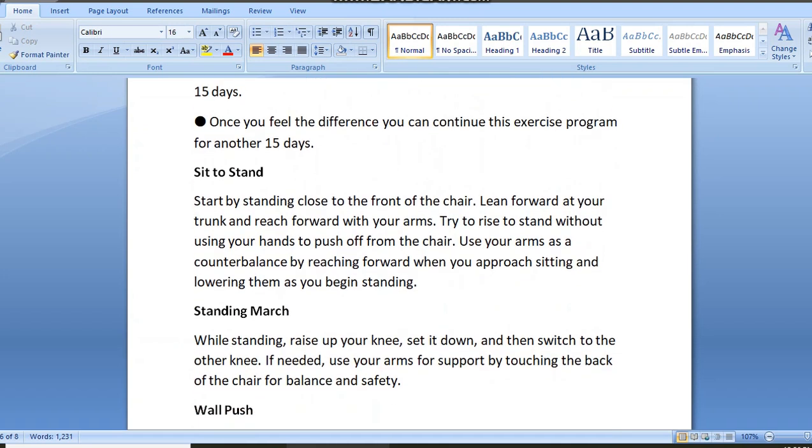Sit to stand. Start by standing close to the front of the chair. Lean forward at your trunk and reach forward with your arms. Try to raise to stand without using your hands to push off from the chair. Use your arms as a counterbalance by reaching forward when you approach sitting and lowering them as you begin standing.